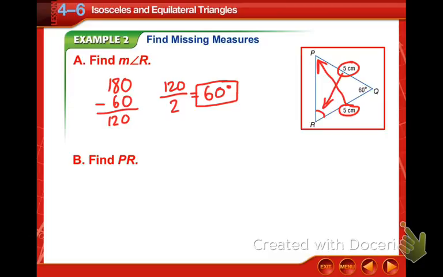So since it is equilateral, part B wants us to find PR. We have two sides given to us as both 5, and we now know it's an equilateral triangle, so that means PR is also 5 centimeters.